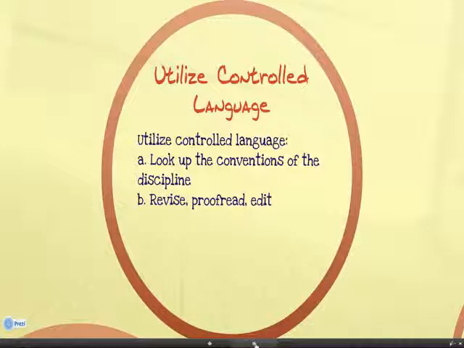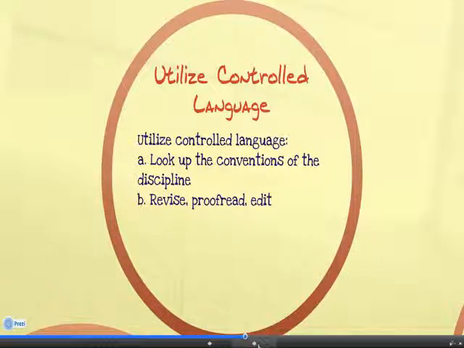And then you also want to use controlled language. So you want to be careful about the conventions of the particular discipline. Like I was saying, how does your discipline want you to use the tenses? For example, I think different disciplines may differ on that. You also, kind of going back, want to use the vocabulary of the discipline. Certain disciplines may use more active language versus, I guess, certain disciplines that use more passive language.